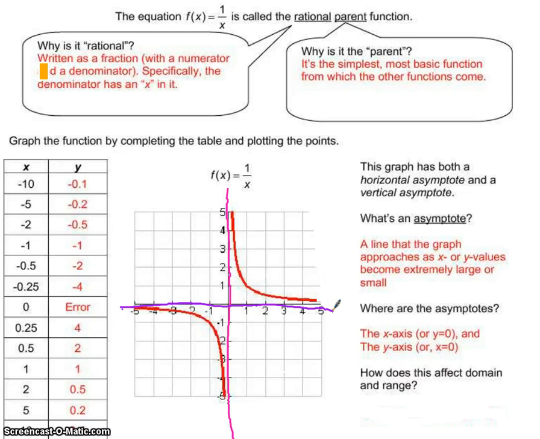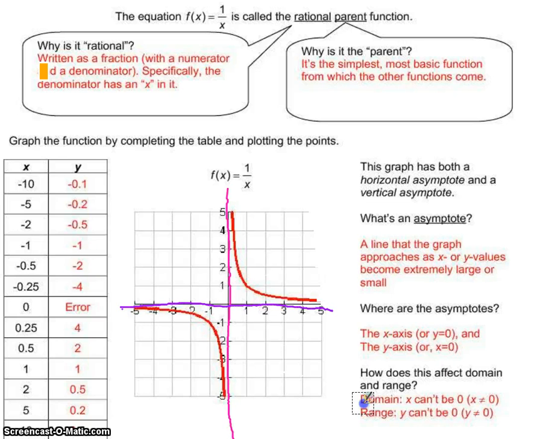Now, how does this affect the domain and the range? Looking at this equation, what do you know about the denominator? What can a denominator never be? Correct, that's 0. So in this case, the domain x can't be 0, and y can't be 0. So that's why it gives you that for an asymptote.